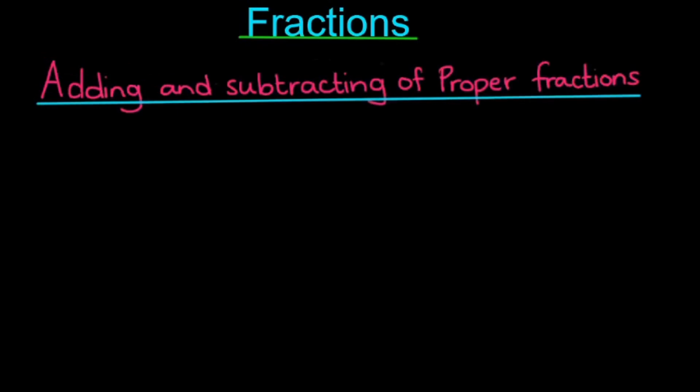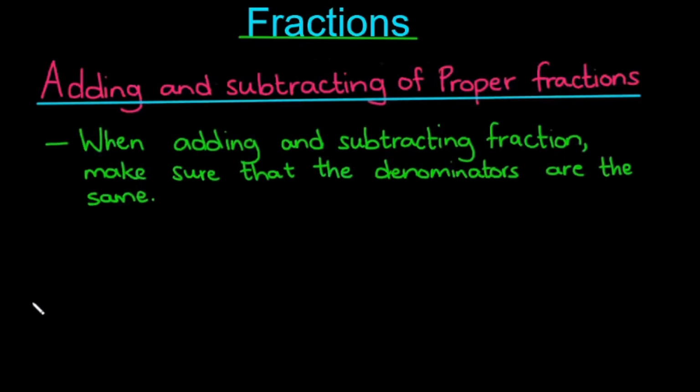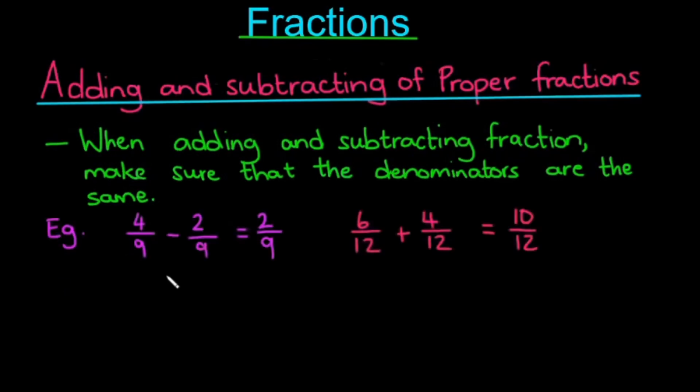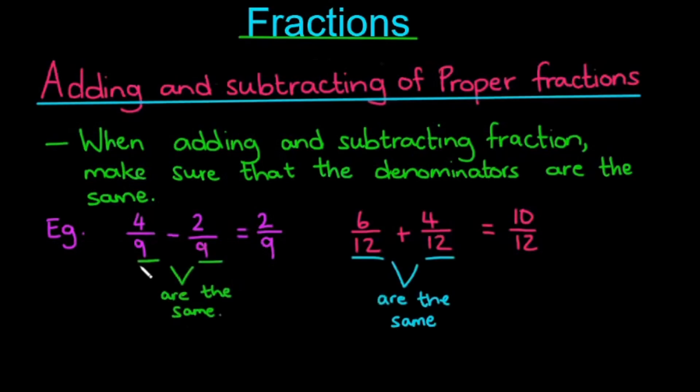The next section that we're going to be looking at today is the adding and subtracting of proper fractions. So when adding and subtracting a fraction, you need to make sure that the denominators are the same. So in these examples, 4/9 minus 2/9 is equal to 2/9, because the denominator is the same, and 6/12 plus 4/12 will give me 10/12. So I can immediately go to adding or subtracting the fractions from each other.